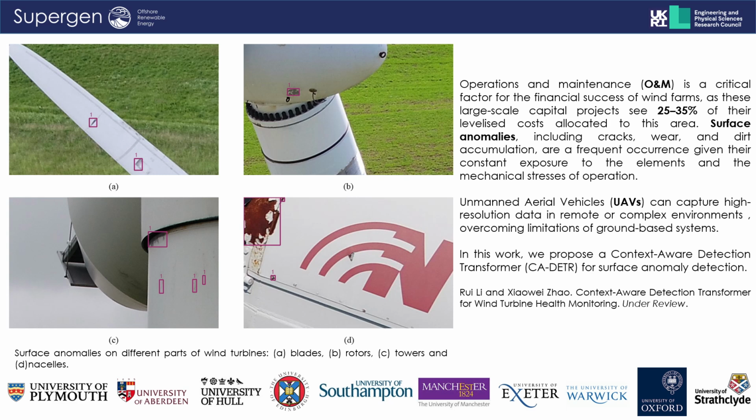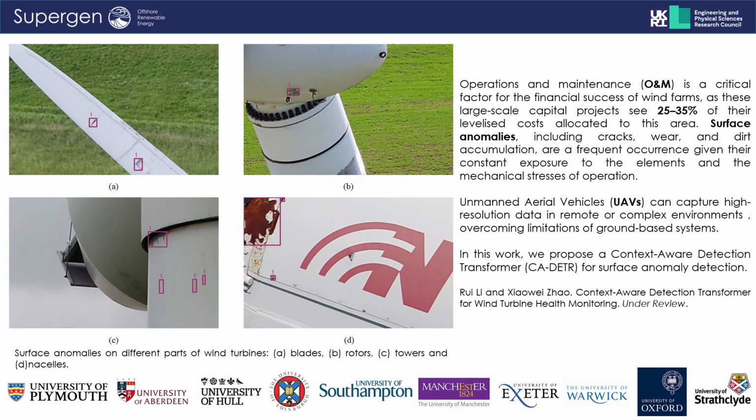Operations and maintenance is a major contributor to the total cost of wind farms, accounting for a significant proportion of the levelized cost. Because turbines operate in harsh outdoor environments, surface anomalies such as cracks, wear, and dirt accumulation are very common. Traditional inspection methods can be slow, labor-intensive, and sometimes difficult to deploy, especially for large or remote turbines. This is where UAVs become very useful.